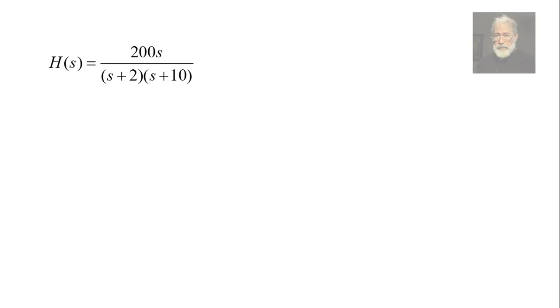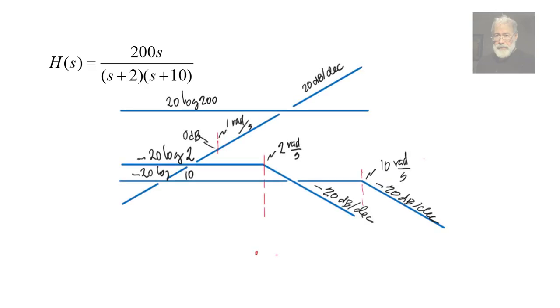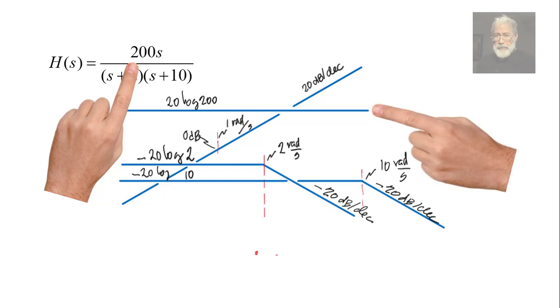Our first example is a very simple transfer function. It has 4 terms: a constant, 200, a 0 at 0, a pole at 2, and a pole at 10. Each one of those 4 components will have a contribution. For the constant 200, the contribution is this horizontal line with a value of 20 log of 200.